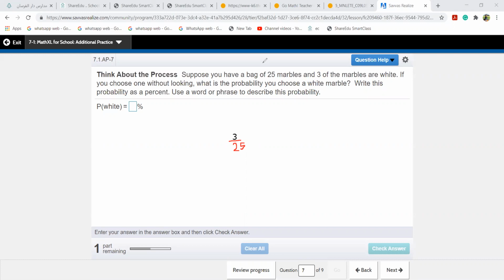To get the percentage, you need to multiply by 100. I get 12. Stop me if you're not understanding probability. Stop me. It's a tough topic.